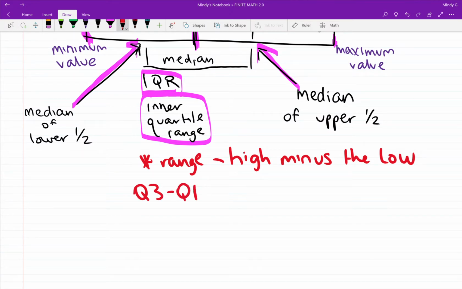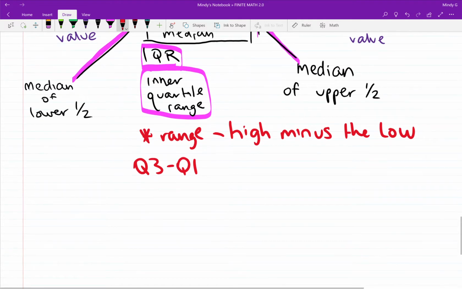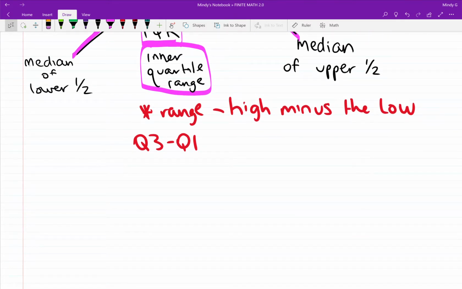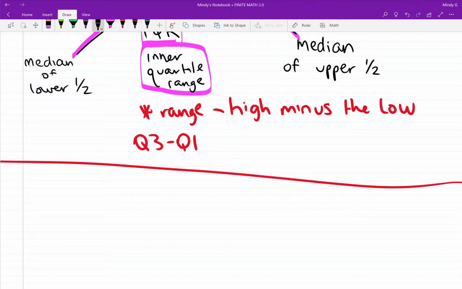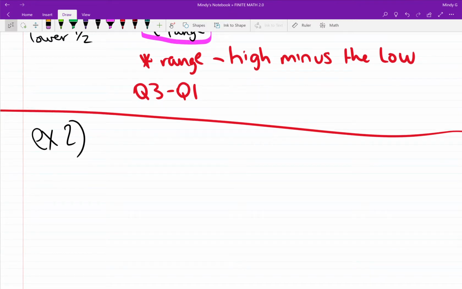Are we good so far? Okay. So let's look at an example. This would be our official example 2. What we're going to do is look at the vacation days that are reported for various countries. How many vacation days do different countries report?